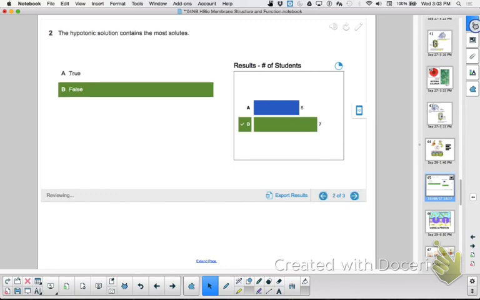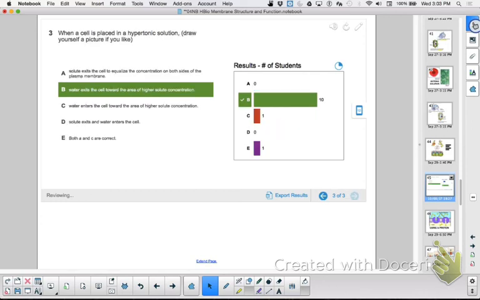Next, the hypotonic solution contains the most solutes. No. Remember, the least. Okay, so that's worrisome to me. Remember when we did the pictures of A, B, and C and all the stuff in it? I maybe should have reviewed that with you. Whatever one is hypertonic has a lot of solutes. Whichever one is hypotonic has a lot of solvent. Okay, relative to the other.